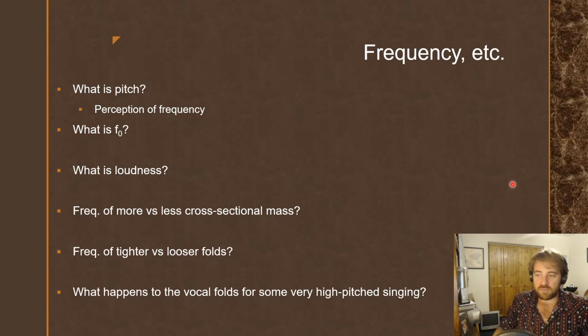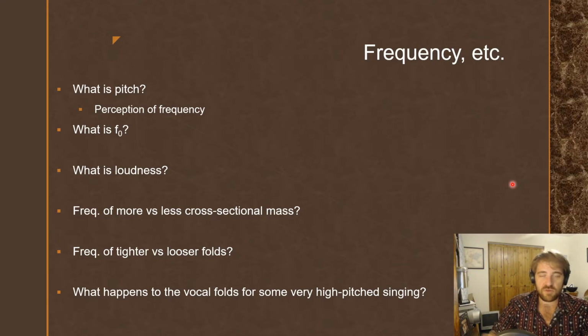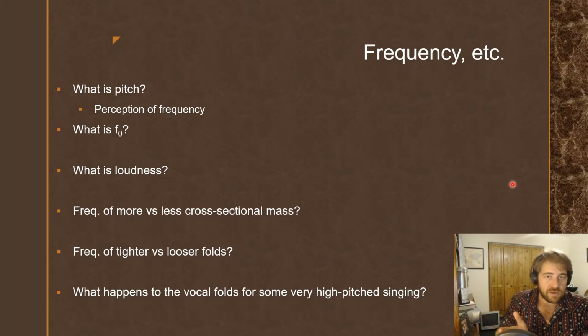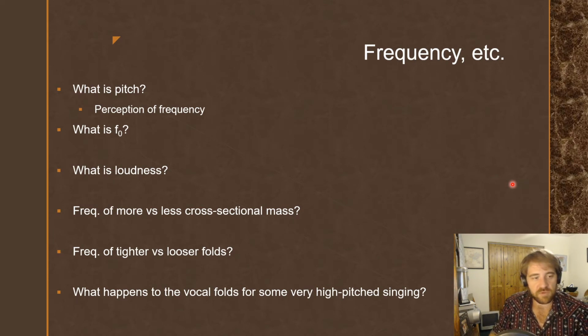It could be a piano note. It could be someone singing. It could be someone speaking, whatever. But there is a frequency. There is a number of cycles per second. And pitch is our perception of that frequency. Usually they're the same. But like we talked about, there are things that can happen that change our perception of frequency, and the actual frequency is different. But anyway, it's the perceptual component of frequency.